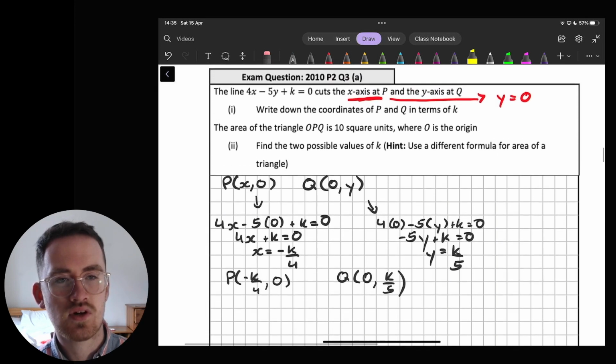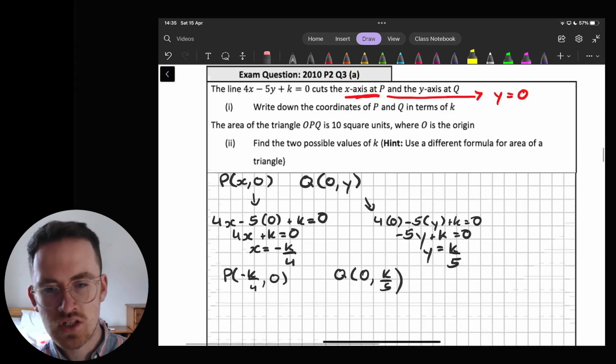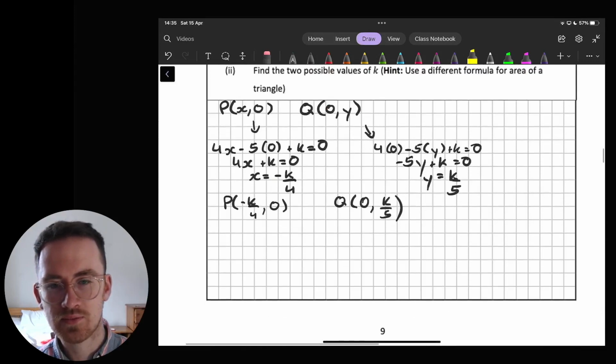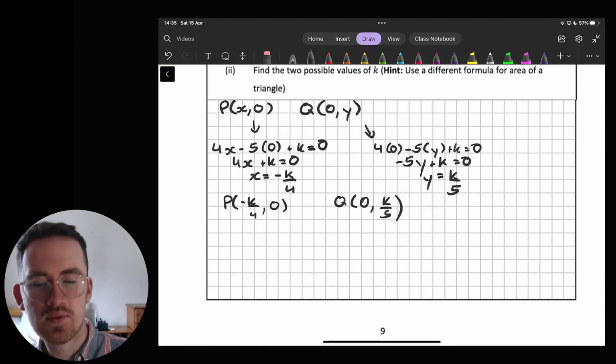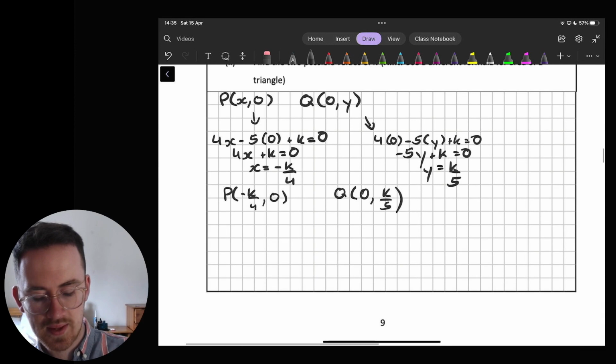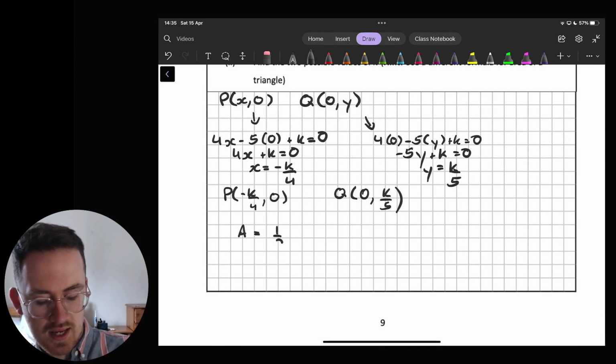So let's just stick with our normal formula and see how we go. We'll judge it that way. So my area formula is a half by x1 y2 minus x2 y1.